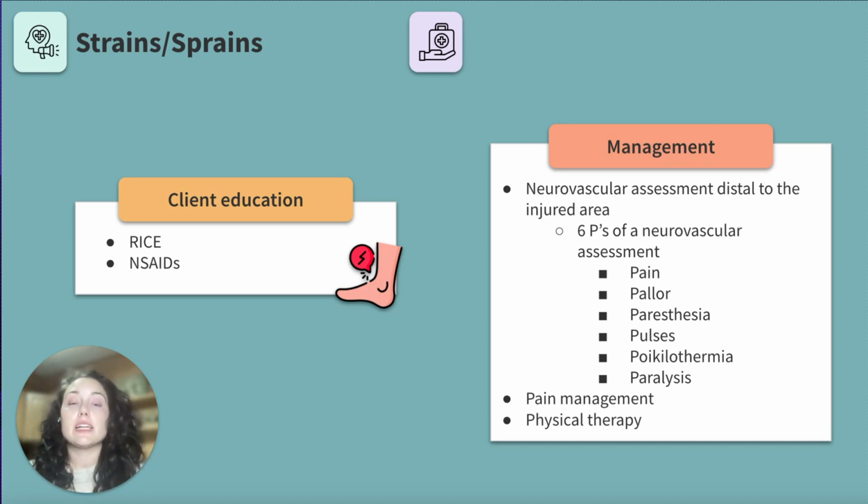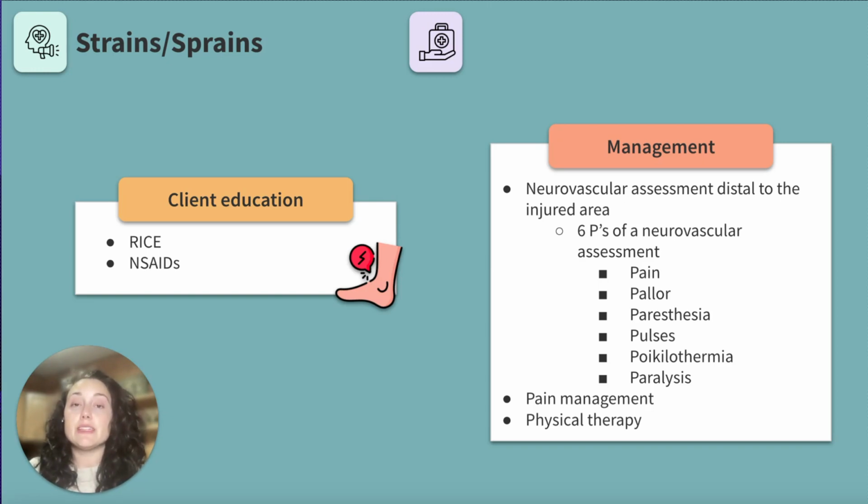Paralysis, what's the client's range of motion at or around the affected area? There are a lot of P's to remember here, but if you forget or stumble on this assessment, walk yourself through it. What have you assessed? Did you check sensation? Or try to group them together.